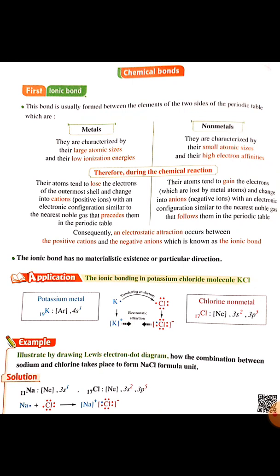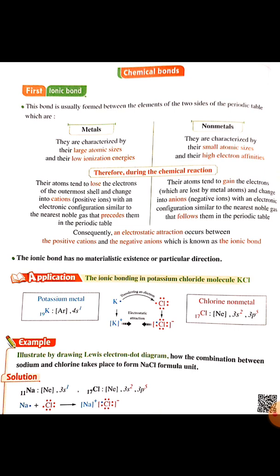While nonmetals are characterized by their small atomic sizes and their high electron affinities, so they tend to gain electrons, forming negative ions, anions. Their electronic configuration is similar to the nearest noble gas that follows them in the periodic table. So, at the end, we have a positive ion and a negative ion, and there is an electrostatic attraction between them, which is called the ionic bond.